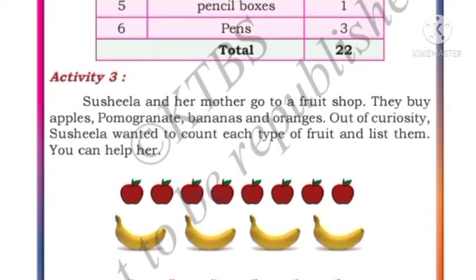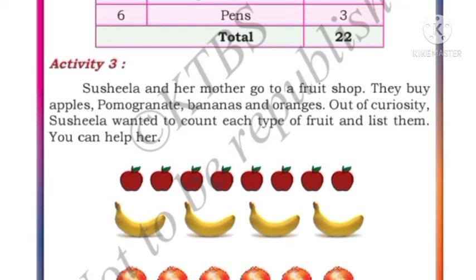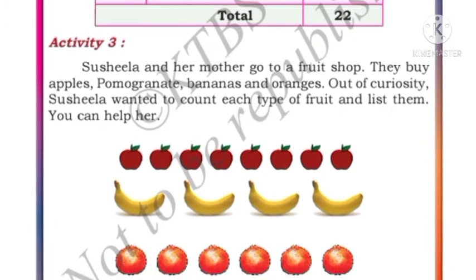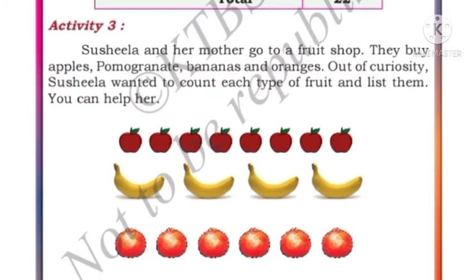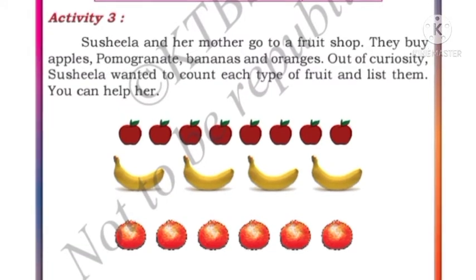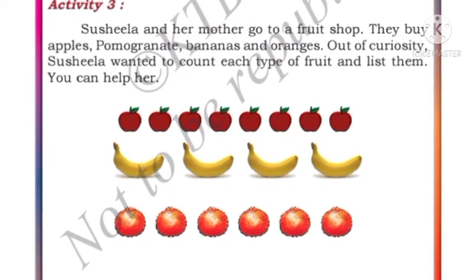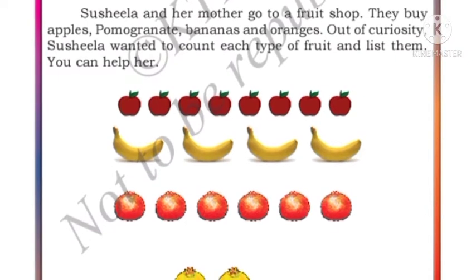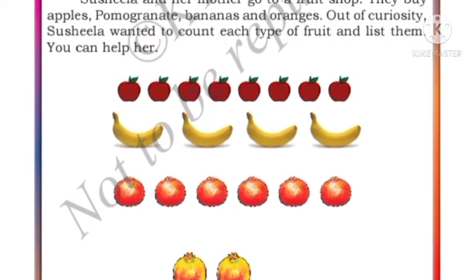Okay. Now next activity is there children. Sushila and her mother go to a fruit shop and they bought apples, pomegranate, bananas and oranges. Now Sushila, out of curiosity, wanted to count each type of fruit and list them. So let us help Sushila count these fruits. What can you see in this picture children? First you can see the apples. So let us count the apples. 1, 2, 3, 4, 5, 6, 7, 8. How many apples are there?